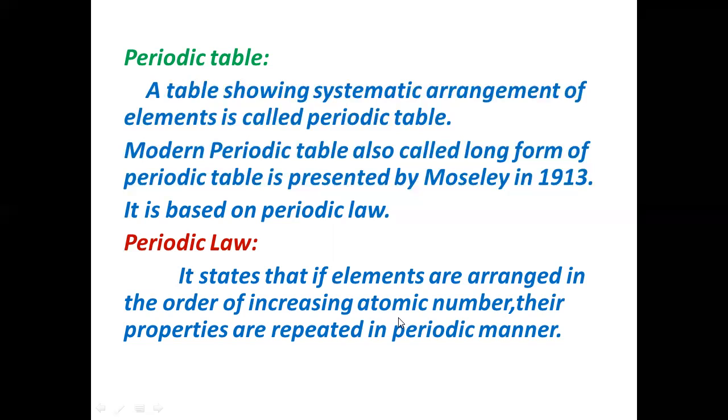Like after reaching group 8 elements, the next element is arranged in group number 1. The reason is that the properties of that element are repeated. That's why it is assigned the same position in group number 1, because its properties are the same as the elements of group number 1. So if the properties of the elements are repeated, they are assigned the same position in the periodic table. This is called periodic law.